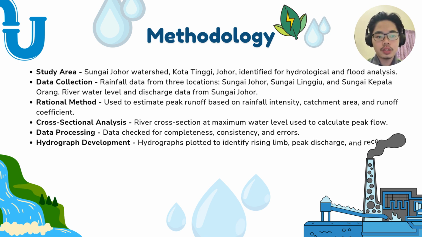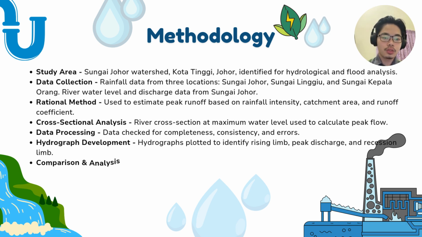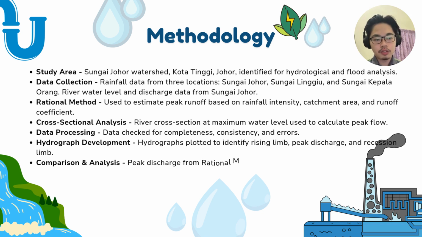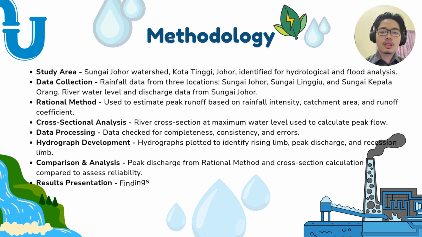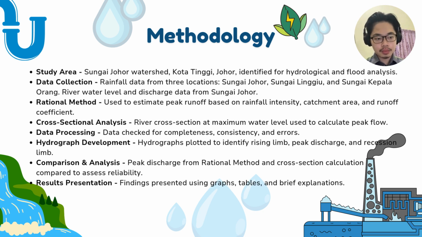The next one is the rational method. This method was used to estimate peak runoff based on rainfall intensity, catchment area, and also runoff coefficient. Cross-sectional analysis: the river cross-section at maximum water level was used to calculate peak flow.